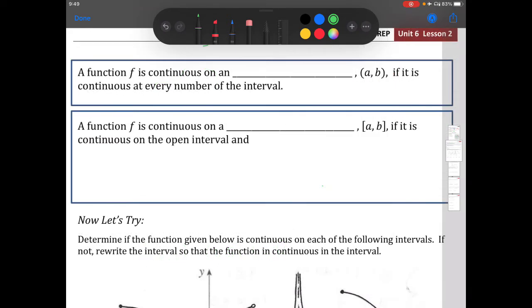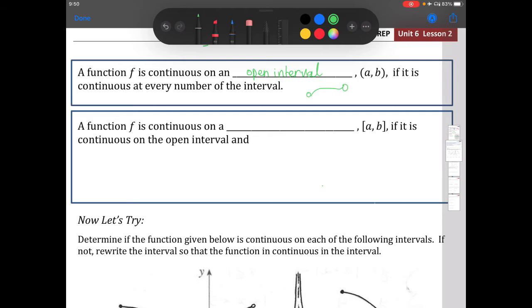A function f is continuous on an open interval. You all know what an open interval is, right? Something which will look like this, (a, b), if it is continuous at every number on that interval. So that is what a graph will look like if it is continuous at every single point. There's no discontinuity, so it is continuous over this interval (a, b).